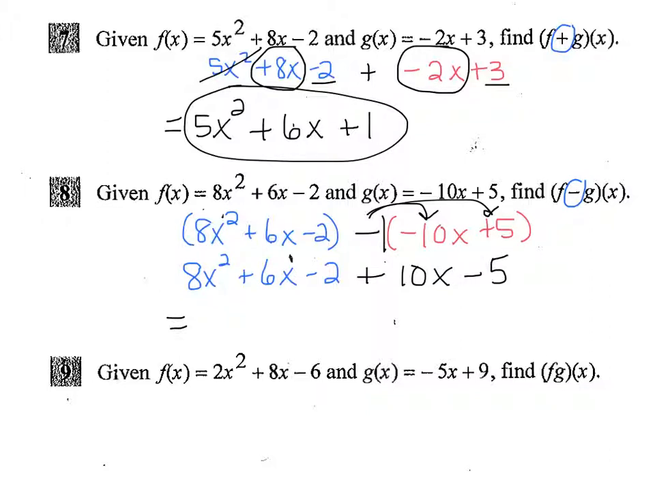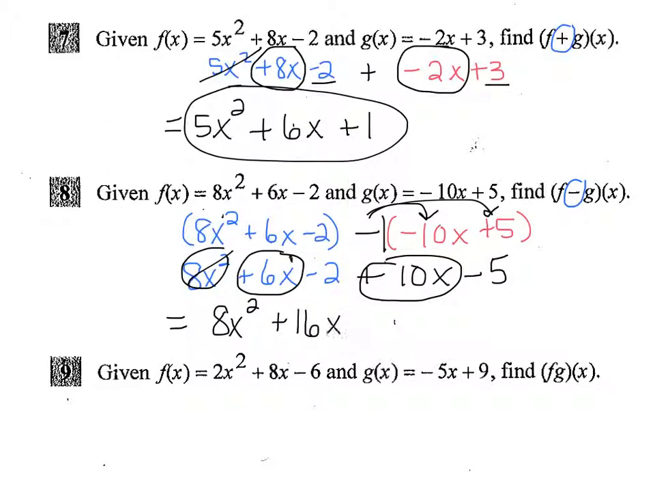Now we can combine. Looks like I only have 8x squareds. I have 6x's here and 10 more here. So that's 16 x's. And last, negative 2 minus 5 is negative 7.